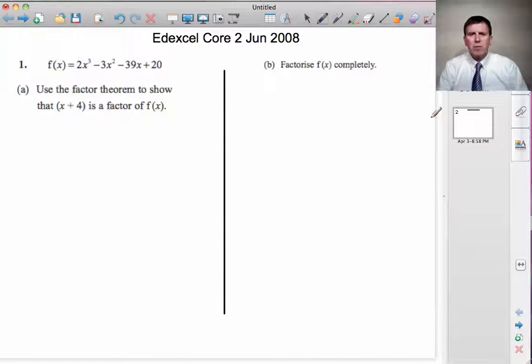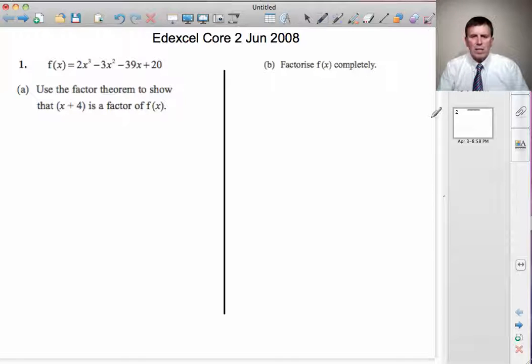Hello and welcome to a series of video clips in which we'll work through the solutions to the Edexcel Core 2 paper from June 2008. Question 1. f(x) equals 2x cubed minus 3x squared minus 39x plus 20. Use the factor theorem to show that x plus 4 is a factor of f(x).